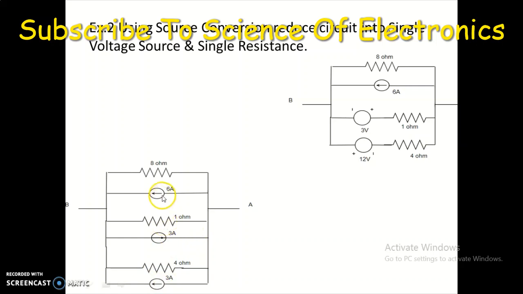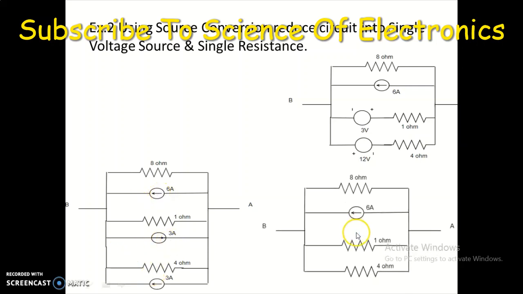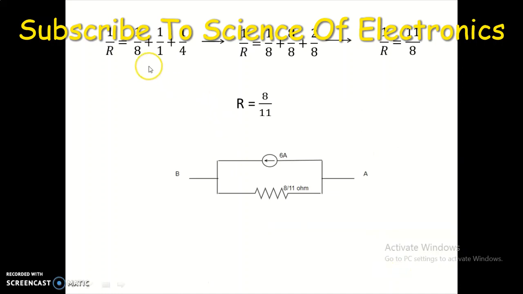So current sources which show the same direction, or currents which are traveling in a similar direction, these two currents can get added, and this current is subtracted from the addition of these two currents. So 6 plus 3 minus 3, which is 6 ampere, and 3 resistances are already in parallel with this current source. So we just have to find now the equivalent of these 3 resistances, which is 1 by 8 plus 1 by 1 plus 1 by 4.